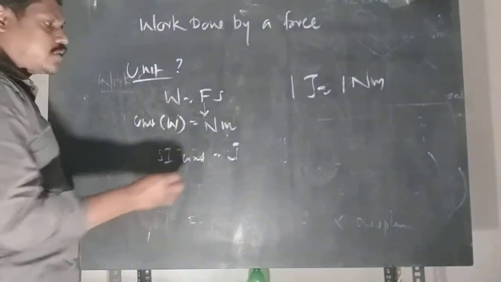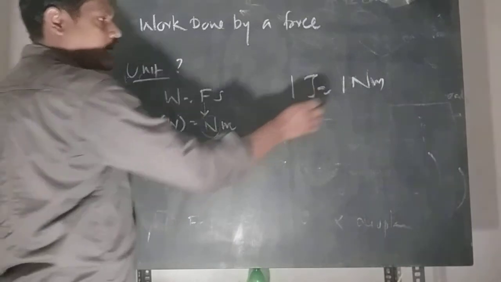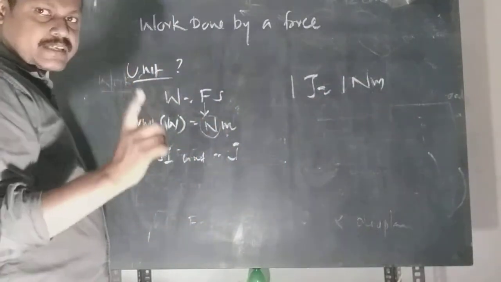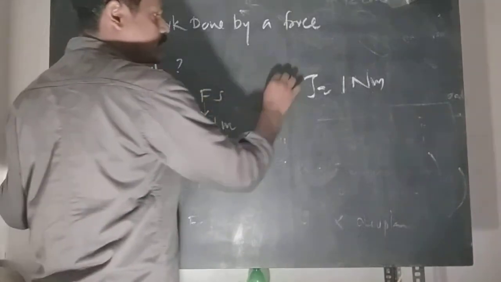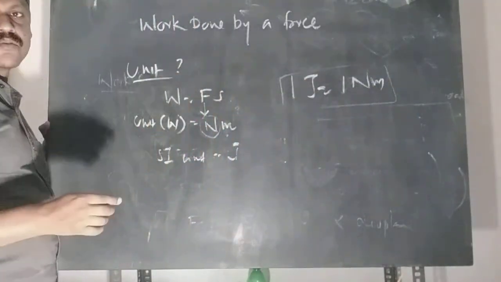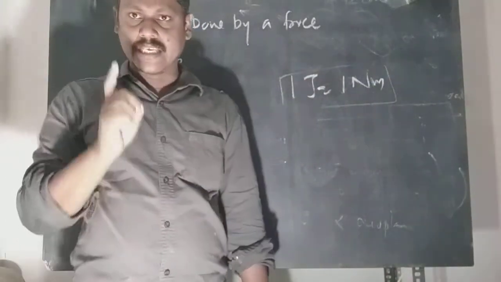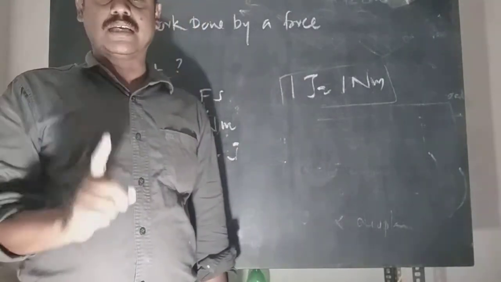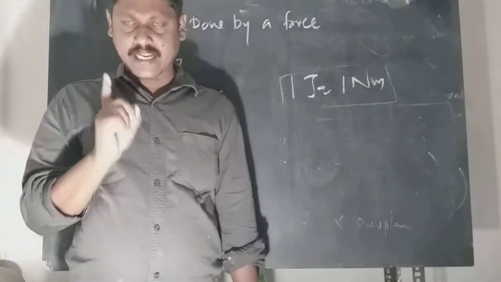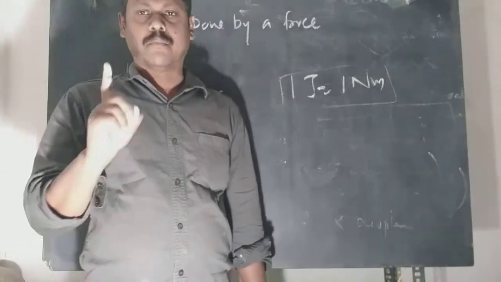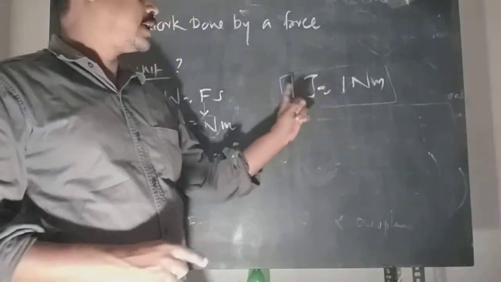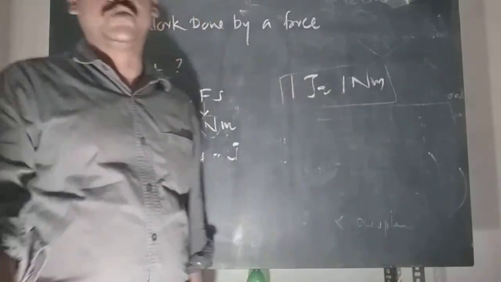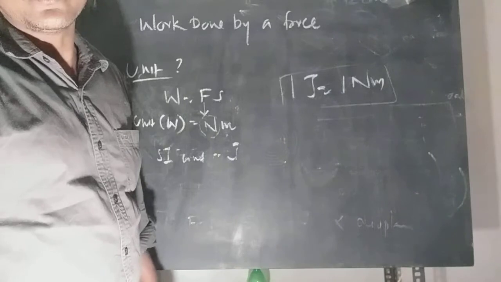If a force of 1 Newton is applied on a body such that it is displaced by 1 meter, then the work done is 1 joule. So 1 joule equals 1 Newton meter. If a force of 1 Newton is applied on a body such that the body is displaced in the direction of force by a magnitude of 1 meter, then the work done is 1 Newton meter, which is equal to 1 joule.